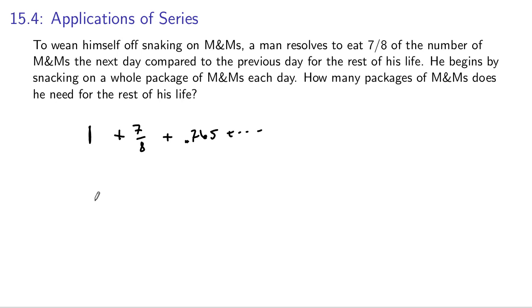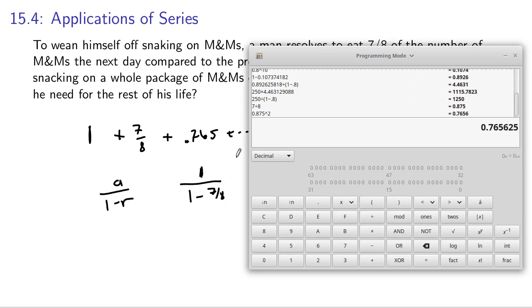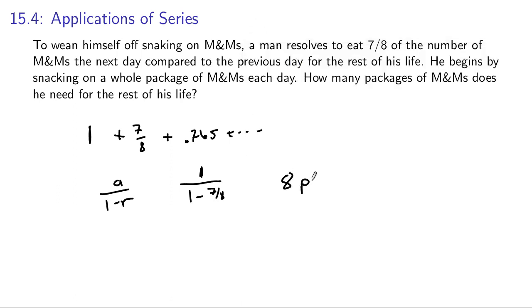Okay, and so how many does he need for the rest of his life? That's convergence. We're asking what's the long-term or the convergence number of packages. So if you remember, he starts with 1. That's A, and the convergence value is A divided by 1 minus R. So A is 1. He starts with 1 package, and he eats a ratio of 7/8 the next day. So we have 1 over 1 minus 7 over 8, or 8 packages that he would need to finish off all the M&Ms he would eat for the rest of his life. 8 packages.